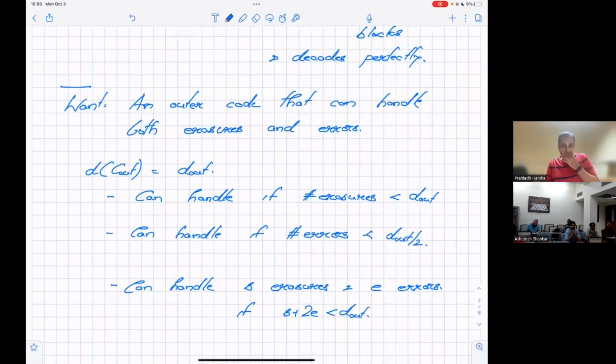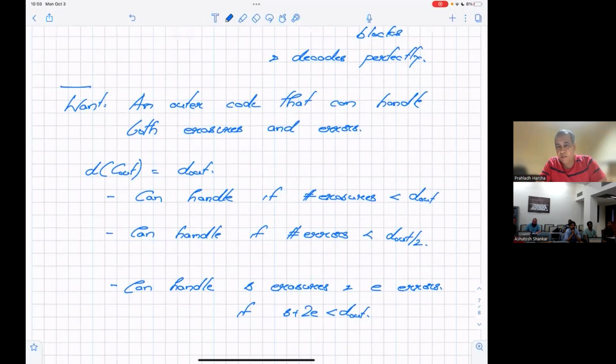So the first two cases are either-or. The first case is the number of erasures s is less than d out and there are no errors. The second case which I said was the number of errors is less than d out by 2 and there are no erasures. Now I'm asking a combined thing in which there are both erasures and errors.